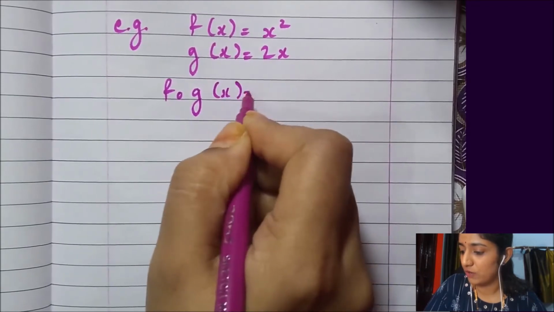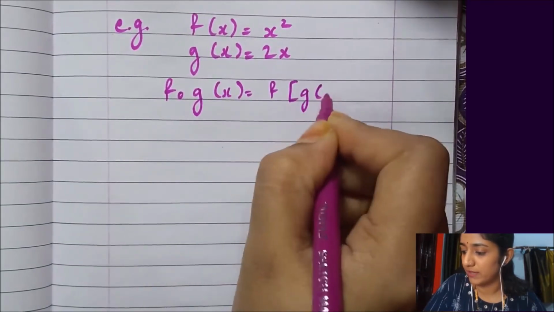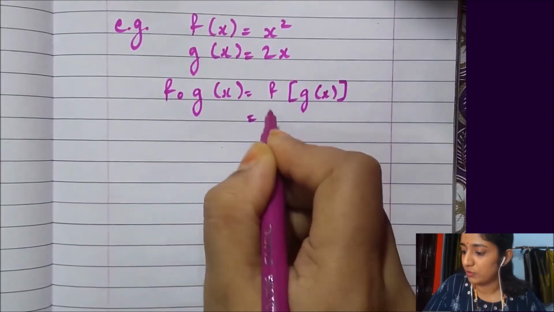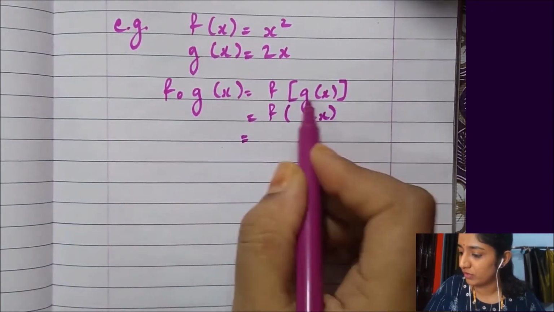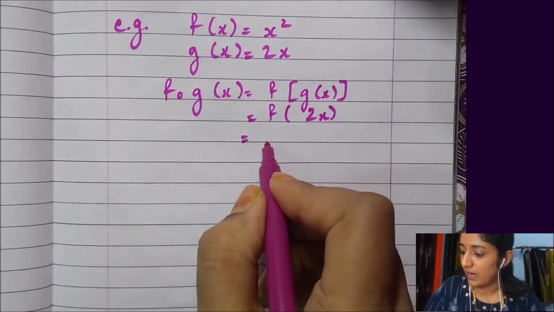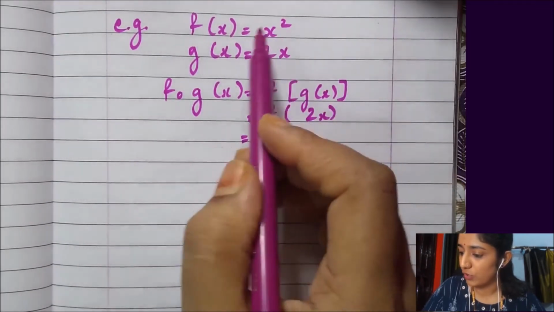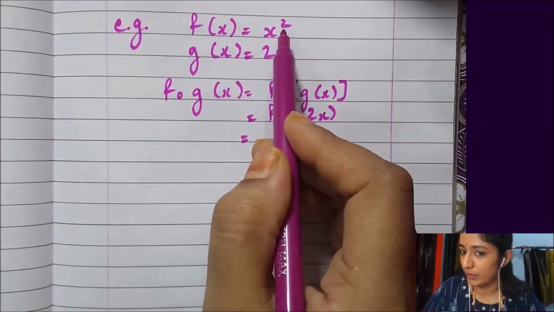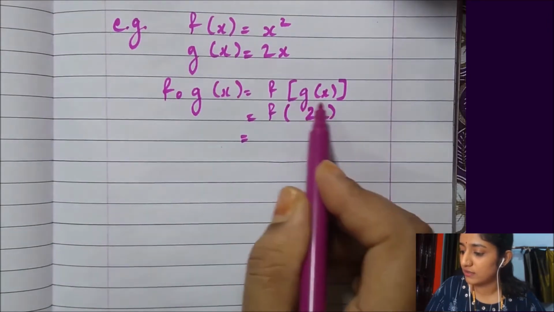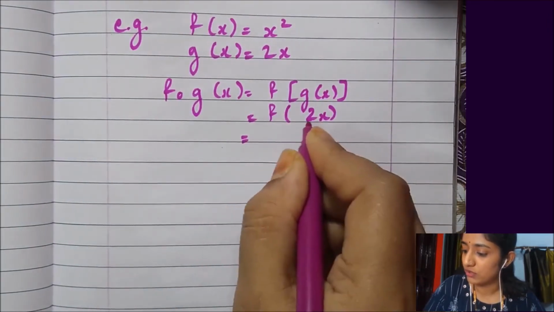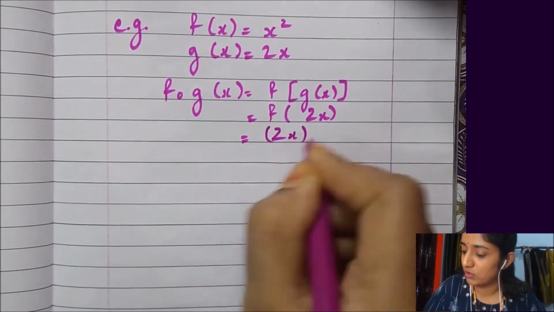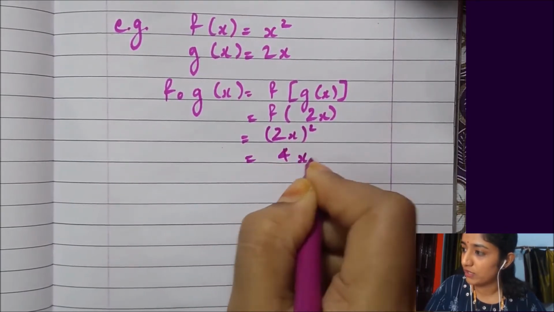F circle G of x would be F of G of x by definition. G of x is 2x, and then F of 2x. Whatever goes inside comes out as a square. So here 2x got inside F and what came out was 2x whole squared, which is 4x squared.